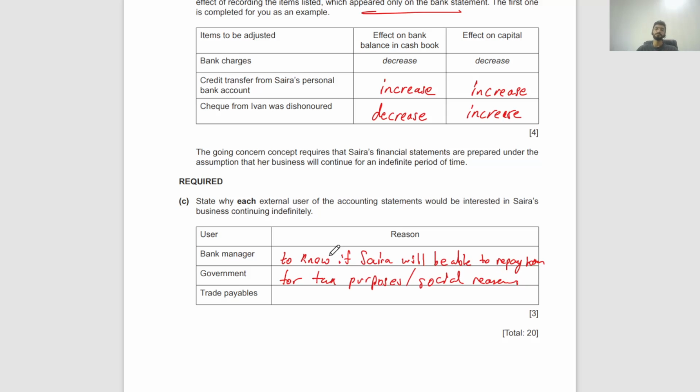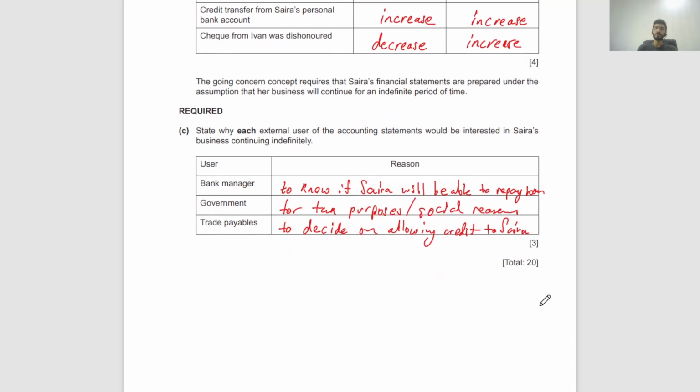Trade payables, to decide on further lending, to decide on selling or allowing credit, right? To decide on allowing credit to Syra. Now, of course, these are not the only points. You will have your own, and they'll be acceptable, okay, as long as they make sense. This is just what came out of my mind.